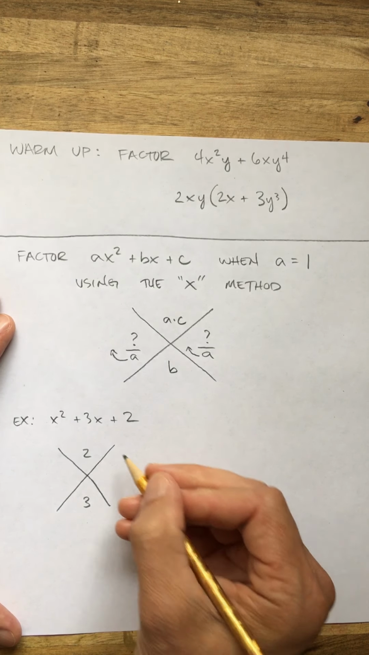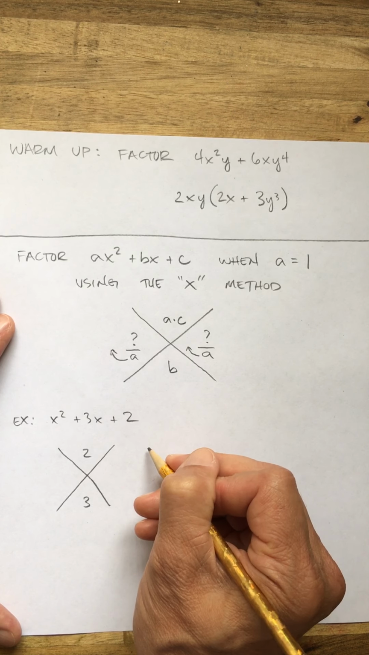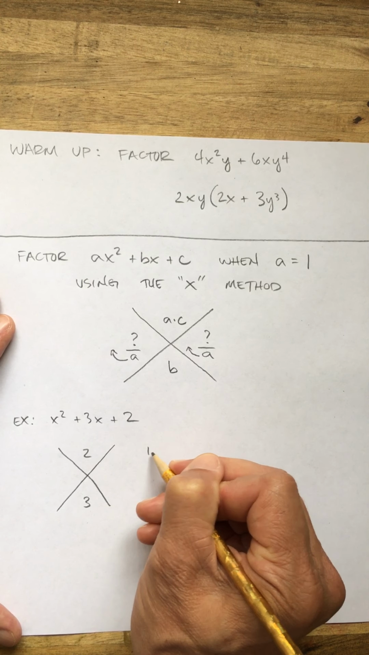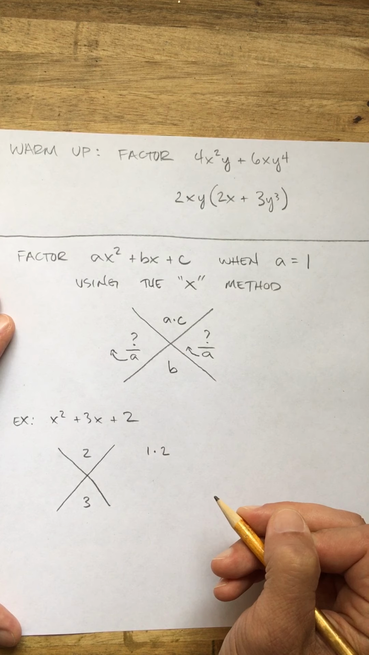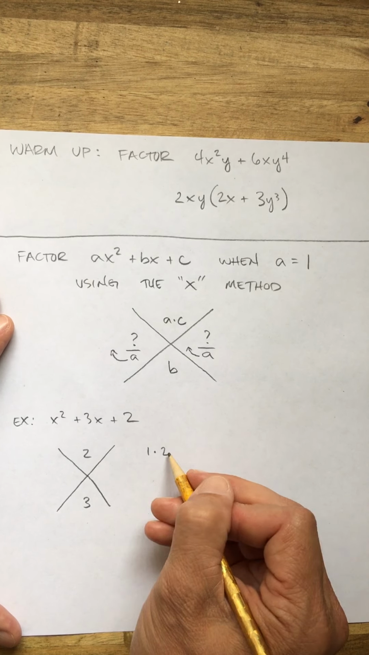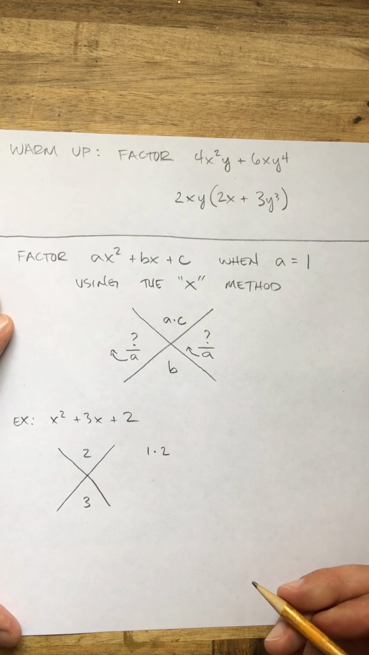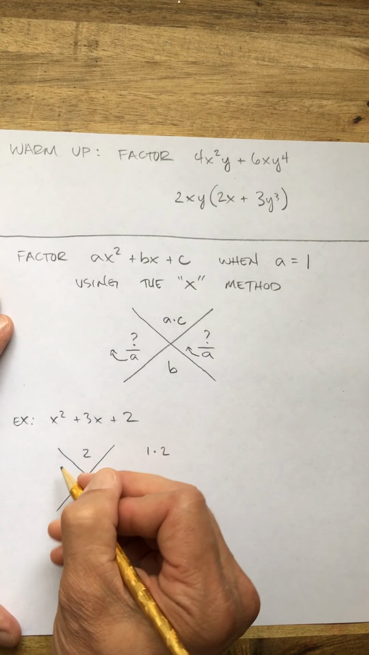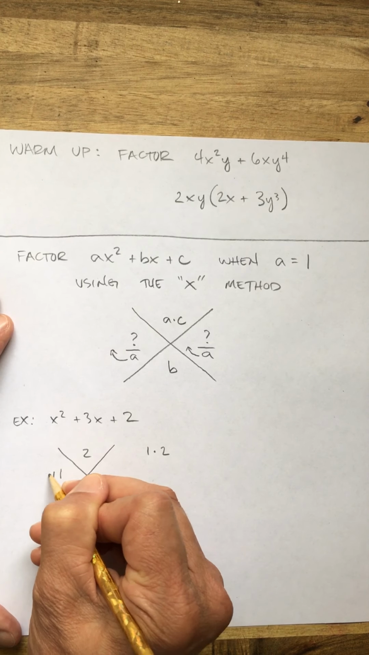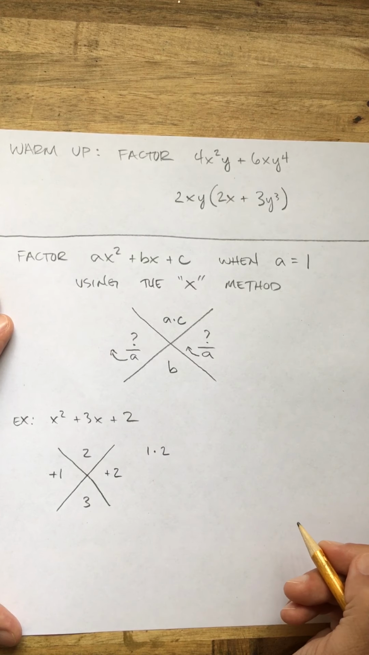Now what we need to do is put factors of 2. So factors of 2 are 1 times 2. Are there any other factors of 2? No. And check it out. 1 times 2 is 2, and 1 plus 2 is 3. So we're good to go. So I put a positive 1 here, times a positive 2, so I put a positive 2.